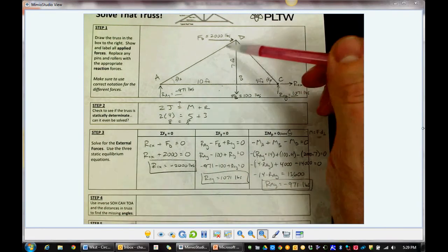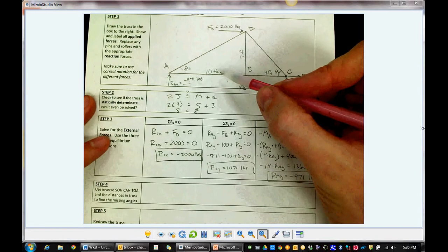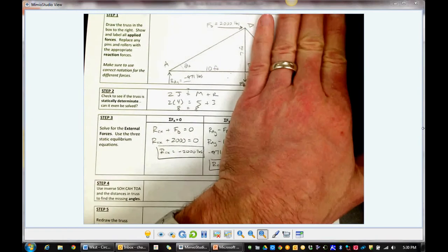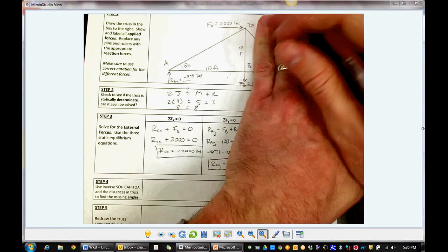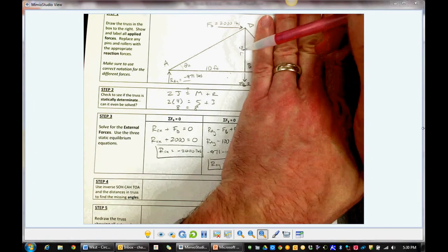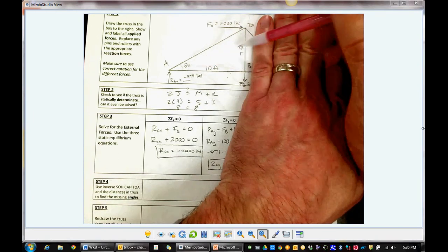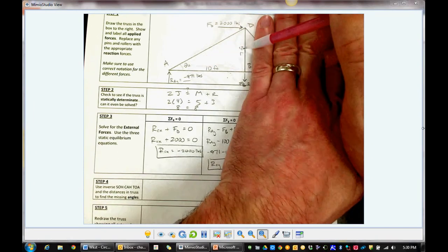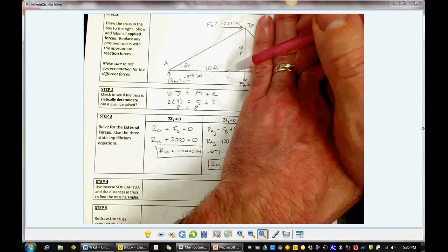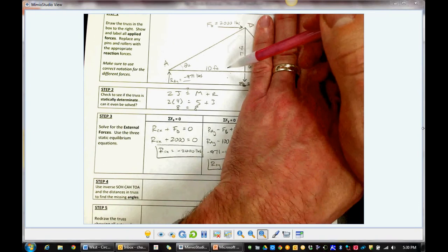You could go ahead and just find them all at this time if you wanted to, but we'll just find those two. We're going to use some basic trig. We're going to use the distances that we know. So looking at this triangle right there, triangle ABD, in reference to that angle theta A, I know the opposite side is 7 feet. I know the adjacent side is 10 feet. What trig function has opposite and adjacent in it?